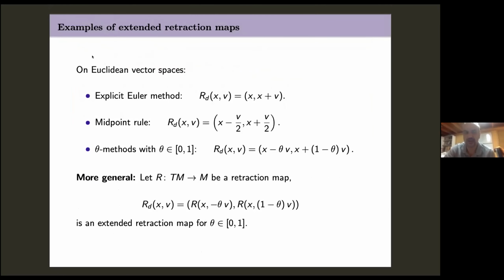If you take a Euclidean vector space with the flat metric, you find exactly the typical examples. The explicit Euler method is given by this retraction, where we take the initial point, which is the same, and we take this step, with the new point being x plus v. This is an example of a typical retraction. Another example is the midpoint rule, which is given in this way, or these theta methods. And you can find this retraction map when working on a manifold.